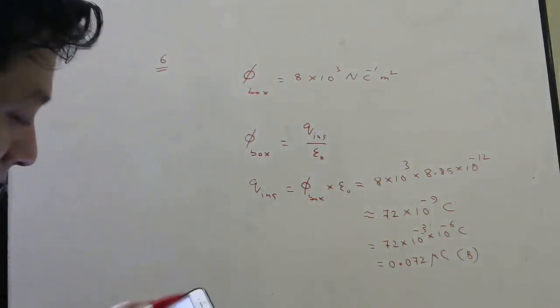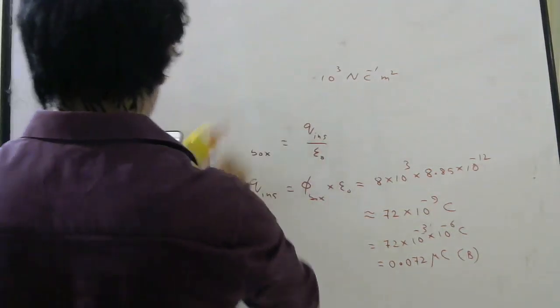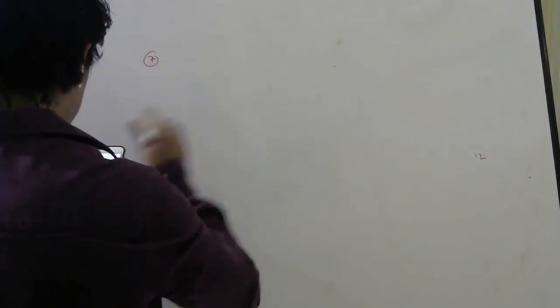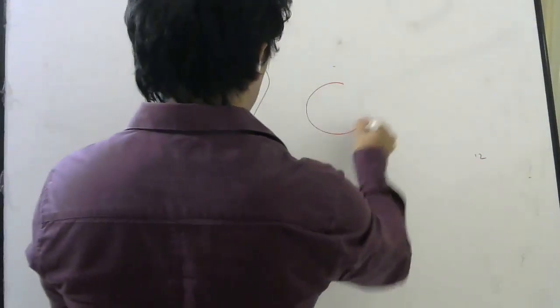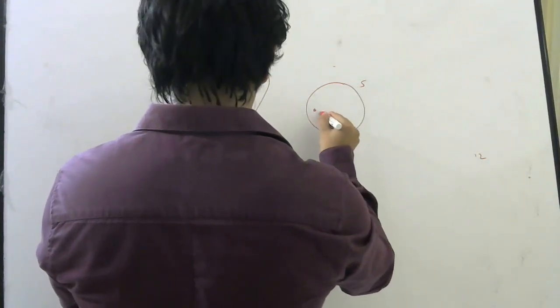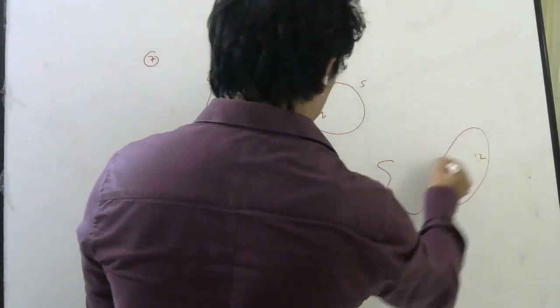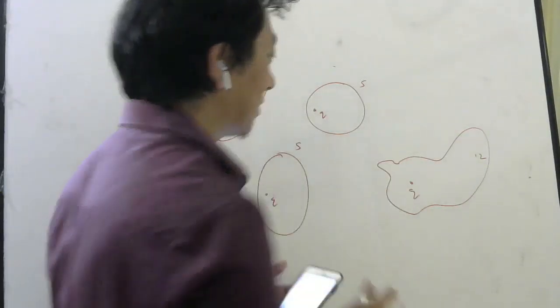Question number 7, let's see. For the figure given below, the electric flux through the surface is maximum in which case? If you look at the diagram, the first diagram looks something like this. Charge inside is Q. Second one looks like this. Charge inside is Q. Third looks like this, charge inside is Q, and fourth looks something like this, charge inside is Q. So through which closed surface is the flux maximum?